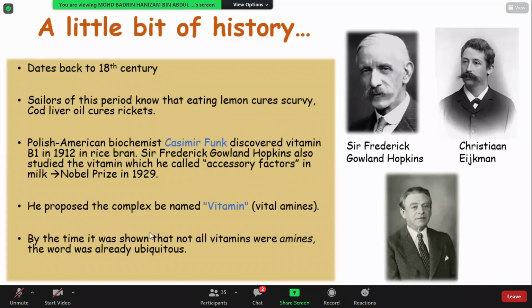So by the time the study has been shown, numerous studies after this discovery, people interested in studying the vitamin have found that not all vitamins contain amines, but by the time the word vitamin was already in use, so there's no point in changing it because it's easy to use. Maybe the name is catchy for that type of compound. So until now we still call it vitamins.